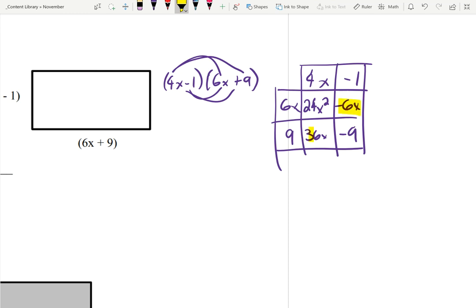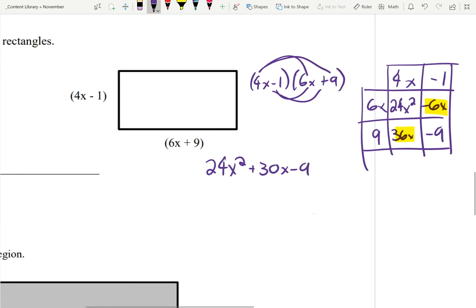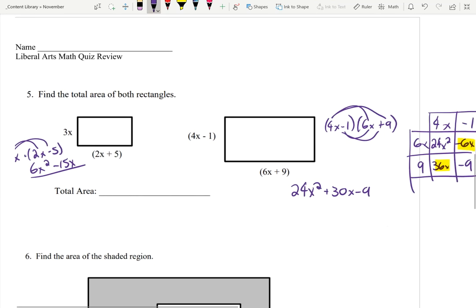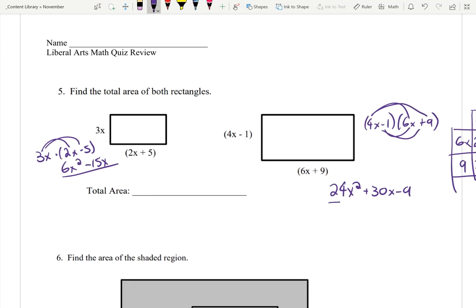Our like terms, there's only a couple like terms, just the x terms, we need to combine those. So the final answer for this would be 24x squared. Add the like terms up, so 36x minus 6x would be 30x, and then minus 9. Again, if you need to go back and pause the screen to copy anything down, you totally can.